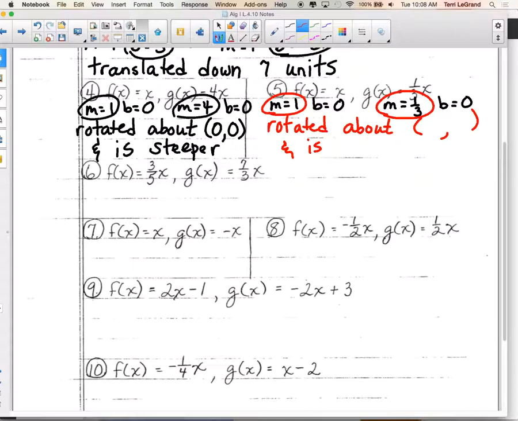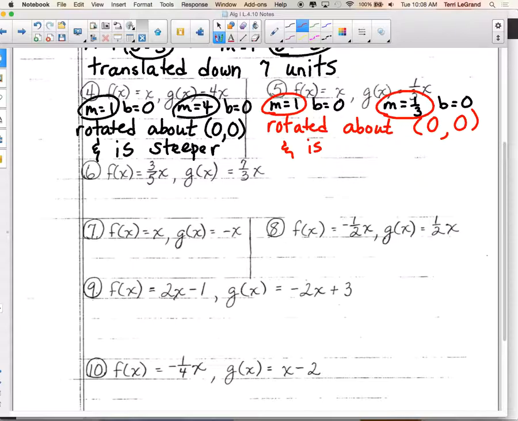Okay, how do you feel about this? Do you agree with me that the only transformation that occurred is a rotation? Yeah. Okay, well if it rotated, it has to rotate about a fixed point. What's the fixed point going to be? 0, 0. So this point right here is, so it's rotated about the y-intercept.